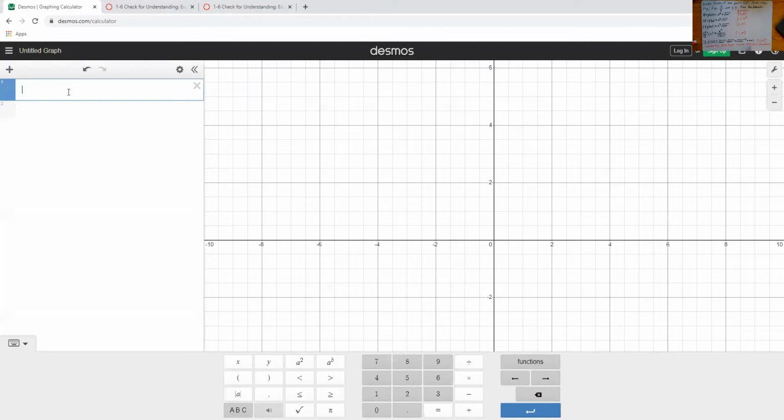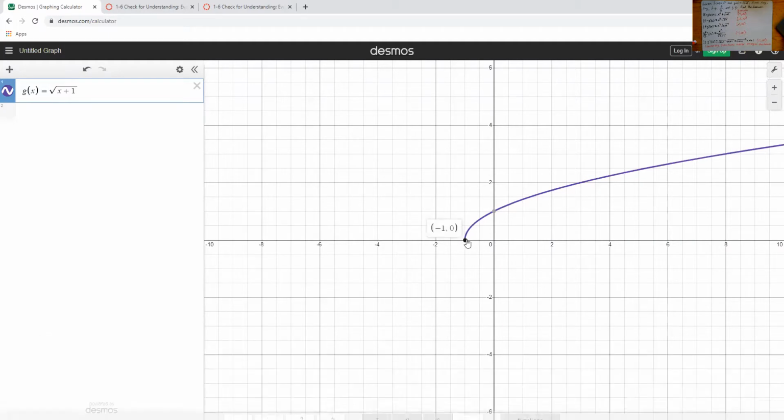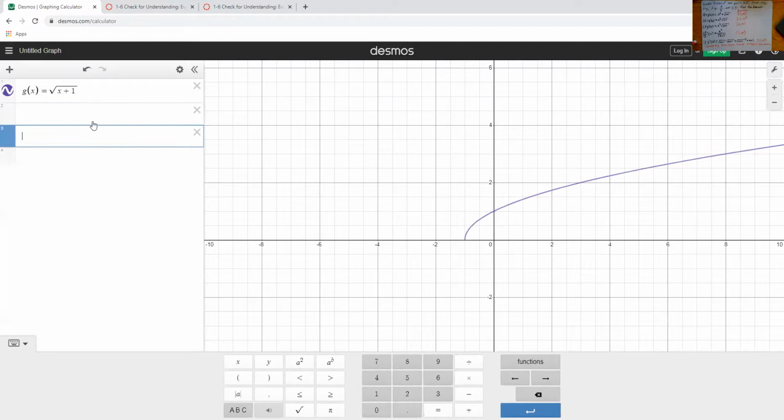If we go back to our board, we were looking at, just for example, our g of x was the square root of x plus 1. So here we can clearly see that domain. We're going from negative 1 all the way to infinity. No problem. Now, when I multiplied g by itself, I got x plus 1, which I'll just go ahead and call h of x equals x plus 1. Now, as you can see, x plus 1 has a domain of all real numbers.